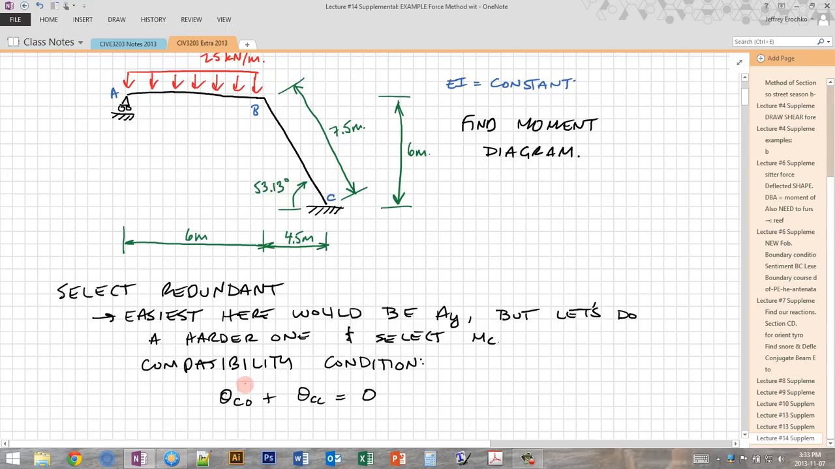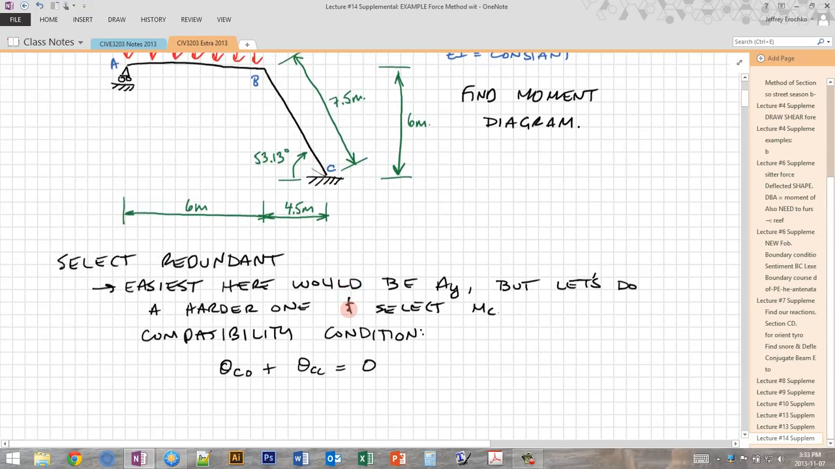such that the rotation caused at C due to the external loads plus the rotation caused at C by our redundant, where we're replacing the moment restraint at C by a point moment at C, is going to be equal to 0. So basically our external load causes some rotation about C, and our redundant is going to bring that back to its original location, because our compatibility condition is that we have to have this end C fixed.